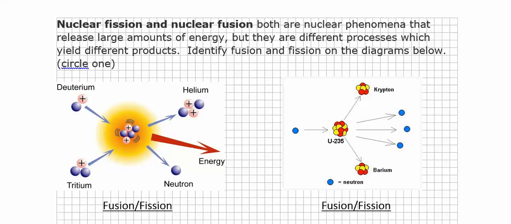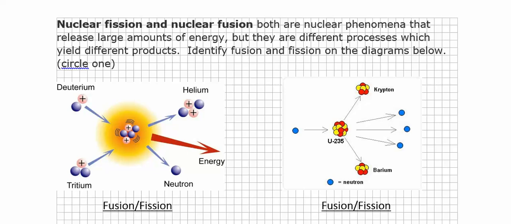So from both of these, we're going to get a very, very large amount of energy. Identify fusion and fission in the diagram below. So let's start with the first diagram. So what do we have? We have deuterium and tritium. Deuterium and tritium slamming into each other at a very, very high rate of speed and producing helium.